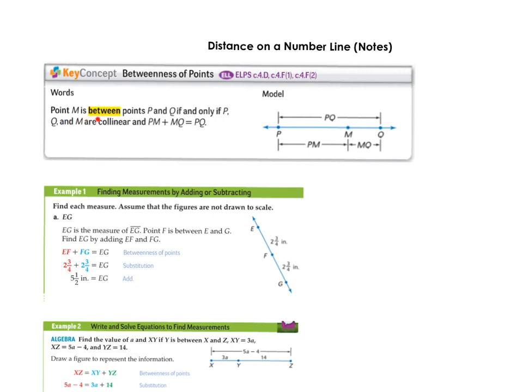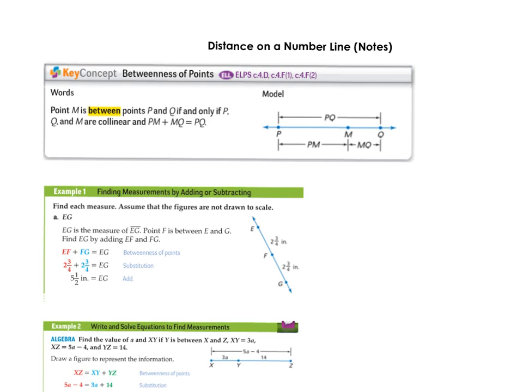point M is between points P and Q if and only if P, Q, and M are collinear. There's that key word again, folks, collinear. And PM plus MQ is equal to PQ, such that if PQ is the total distance, M is between the two, if we can take the distance between PM and the distance between MQ, add them up, and get the full distance from P to Q.